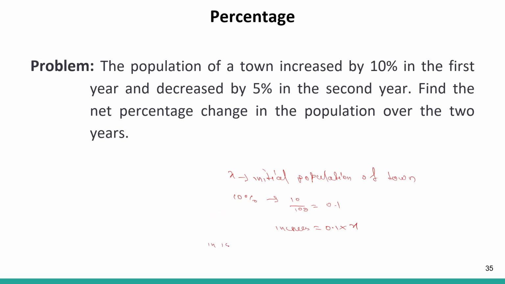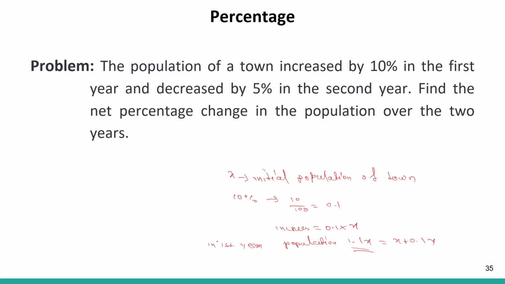So in first year, population is 1.1x, because this is equal to x plus 0.1x. Okay, so what it is equal to is 1.1x. Okay, so at the end of first year, what we had was 1.1x as the population, and then it became decreased by 5%.